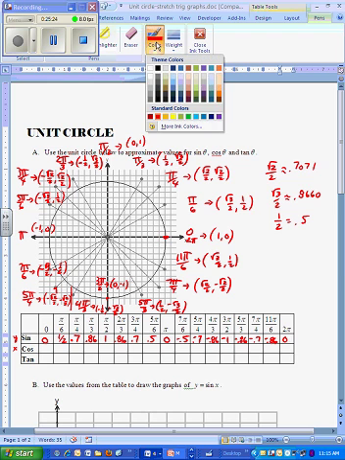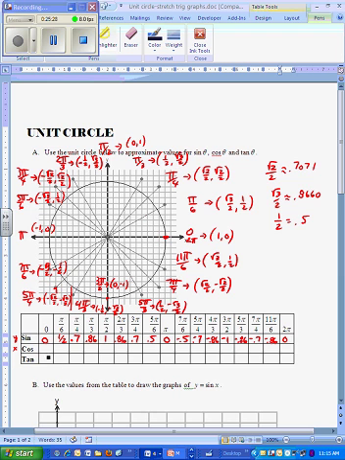Now the cosine, let me see if it changes color for me this time. The cosine is going to be the x-coordinate. So I'm going to read this off. This is 1, and so then it's 0.86. And you could probably fill this in yourself. In fact, I'm going to pause this, and you can go ahead and try to figure it out, and then I'll show you the result after we're done. Now I filled in the cosine.